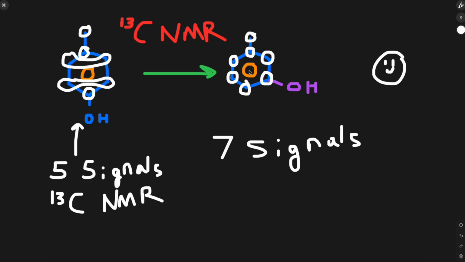So when you're tracking the progress of the reaction, if you see 5 signals show up, well, you know that you have your para phenol. But if you look and you have 7 signals on your carbon-13 NMR spectra, well, then you know you have your meta product. So hopefully that helps.